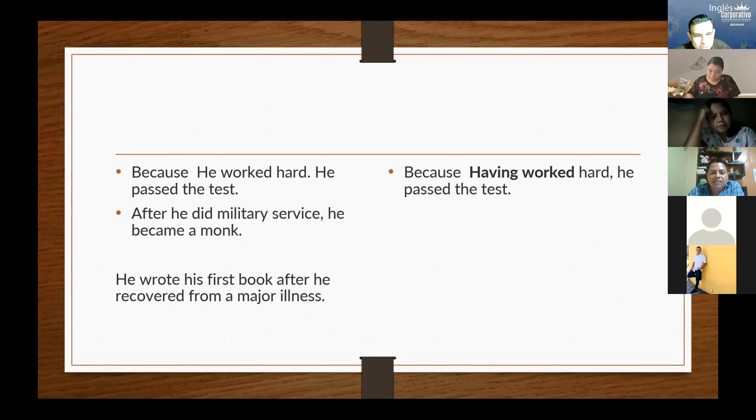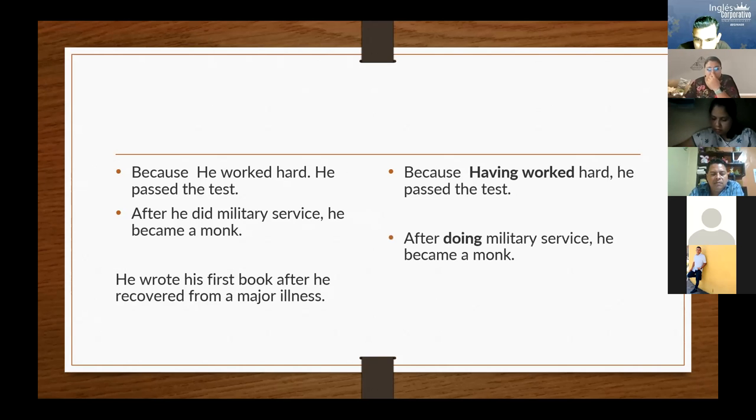Okay, after he did military service, he became a monk. I think it's after doing military service, he became a monk. Excellent. Okay, he wrote his first book after he recovered from a major illness. He wrote his first book after recovering from a major illness. Perfect. Excellent. One question, teacher.